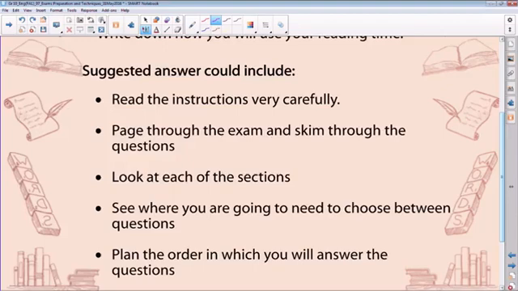Then open the exam page through and look at all the different sections, because exams are divided into sections. So you might see section 1, section 2, or section A and section B. So you start locating yourself within the exam paper. Go through it and see, okay, these are the places where I'm going to have to make the choices. Okay, be very aware of that.